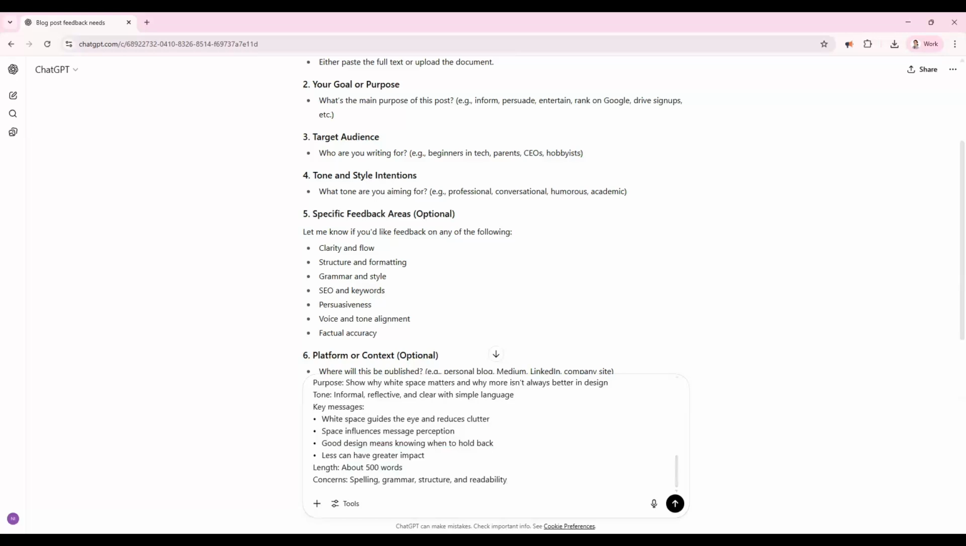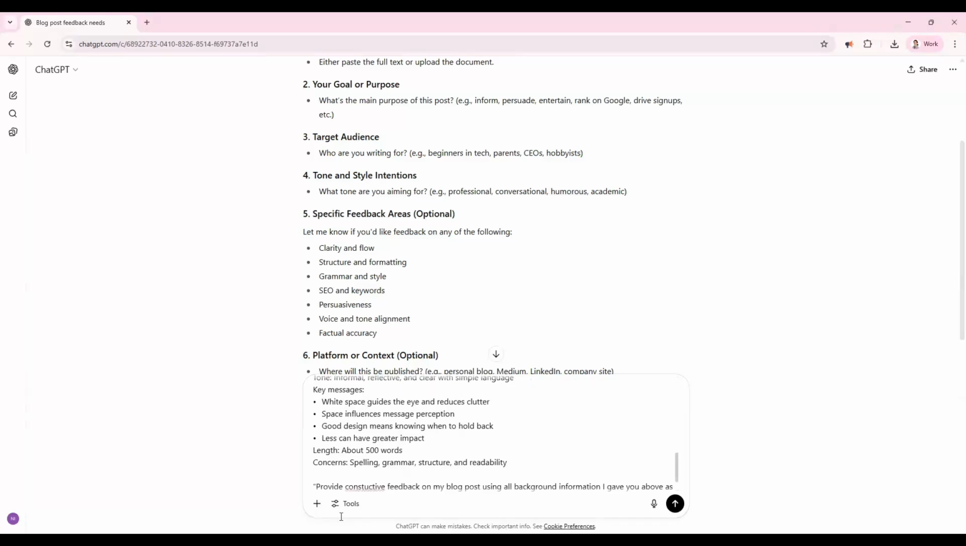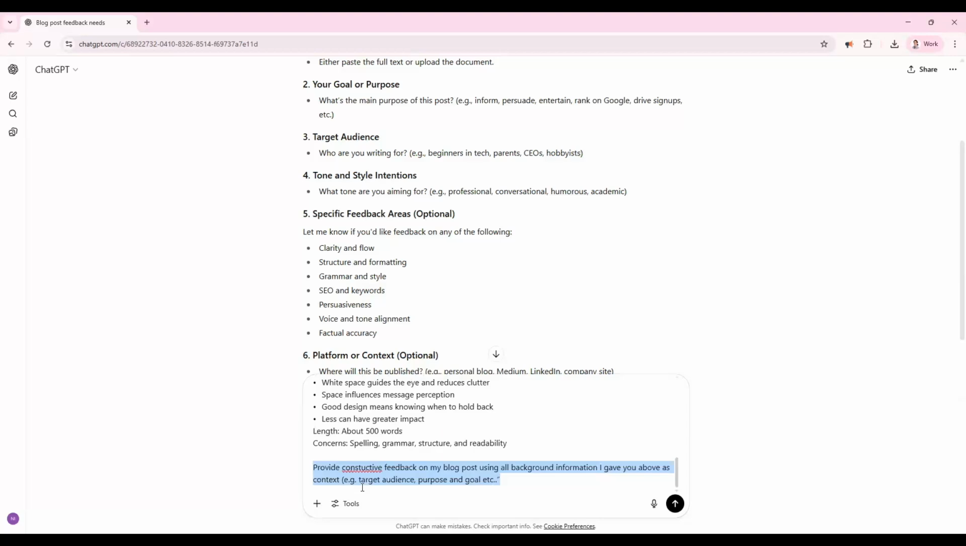Once I've put that information in, I now want to actually give my prompt to ChatGPT. Provide constructive feedback on my blog post using all background information I gave you above as context. I've just given here things like the target audience, purpose and goal, etc. So that is essentially my prompt. And so I'm going to press enter now.